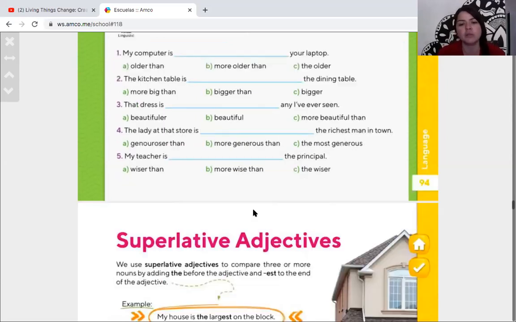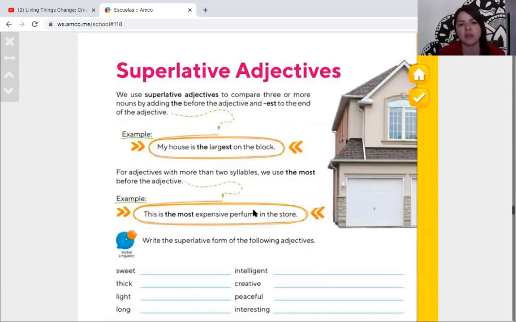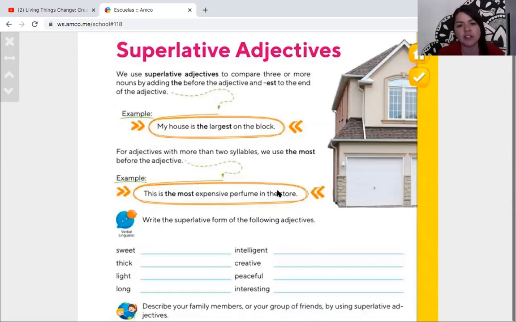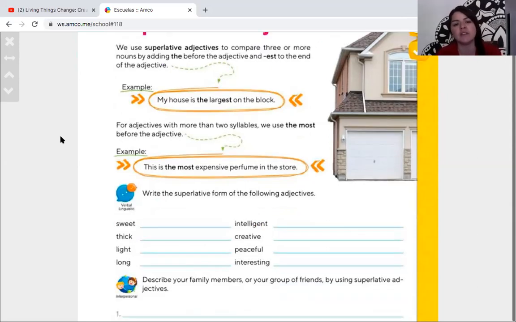Let's go to superlative adjectives. We already have the explanation that I gave you, and let me read you the examples. First example, my house is the largest in the block. Here we are comparing the house with all the houses in the block, not just one other house, okay? So my house is the largest, EST, on the block.